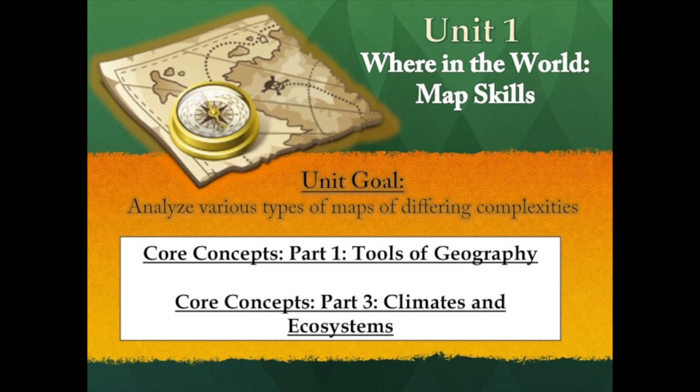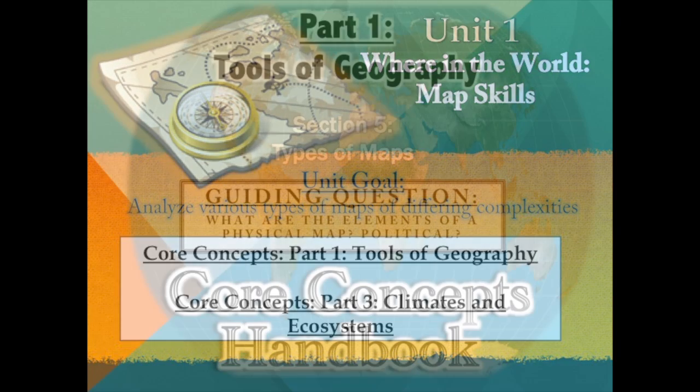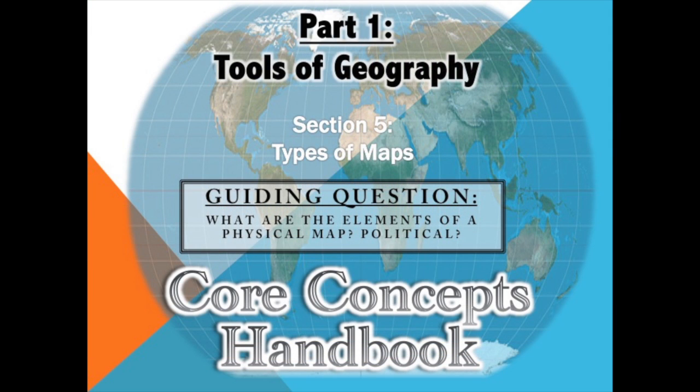We're beginning with Unit 1, Where in the World Map Skills. The unit goal is to analyze various types of maps of differing complexities. It includes Part 1 from Core Concepts, which is Tools of Geography, and Part 3 from Core Concepts, Climates and Ecosystems. We're in the final section of Unit 1, Types of Maps, and you need to be able to answer the question: what are the elements of a physical map, and what are the elements of a political map?